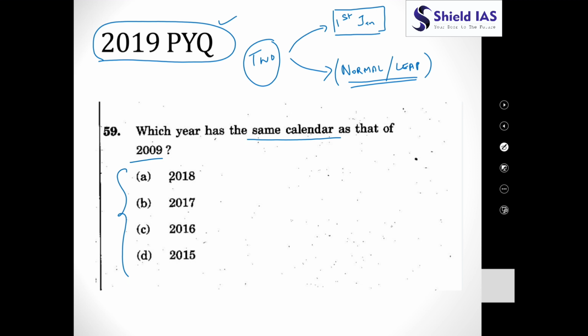In this case, 2009. Let's assume 1st January 2009 is Sunday. It may or may not be Sunday, but just for our understanding, we are assuming that 1st January 2009 is Sunday. Also remember that 2009 is a normal year, not a leap year. Why is it a normal year? Because 2009 is not divisible by 4. If it is not divisible by 4, it cannot be a leap year, right? So it's a normal year.